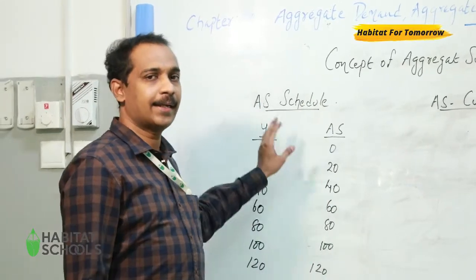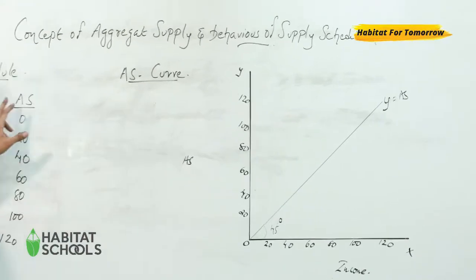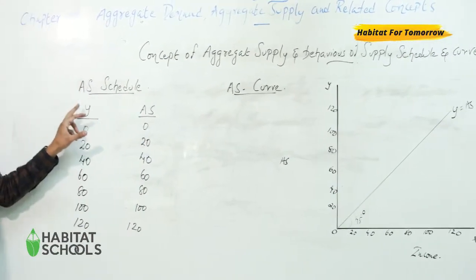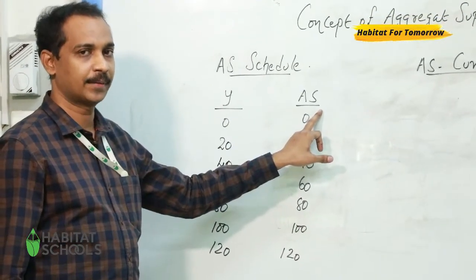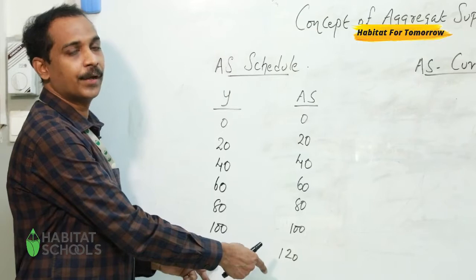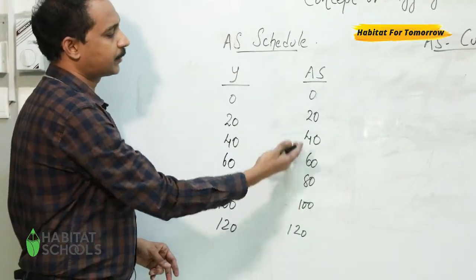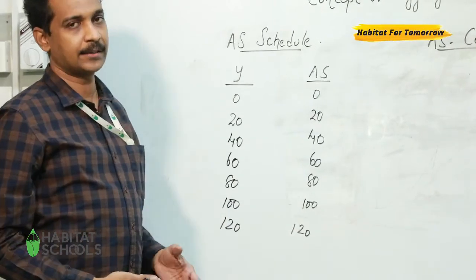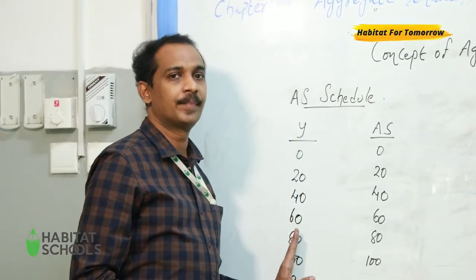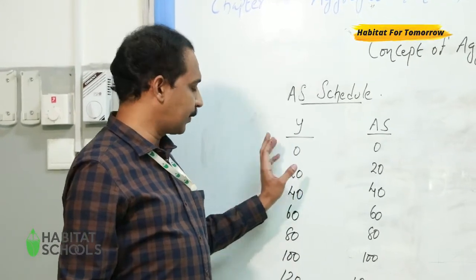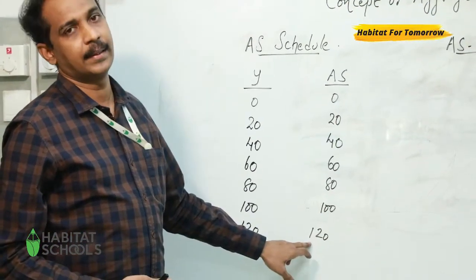You can see here the aggregate supply schedule and aggregate supply curve. The aggregate supply schedule shows the relation of income and total supply. Both are identical. You can see income starts from 0, 20 to 120, and supply also starts from 0 to 120. As we discussed, aggregate supply and income level are identical. It starts from 0 to 120 and here also it starts from 0 to 120.